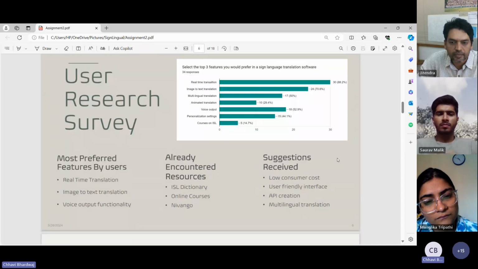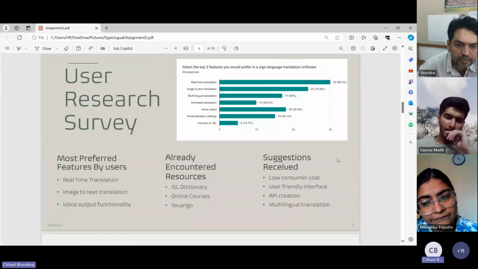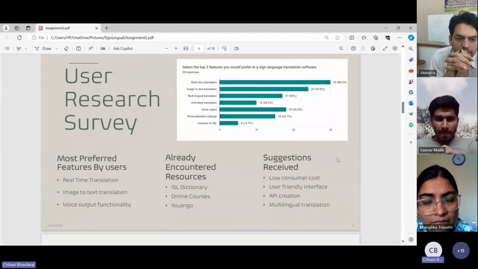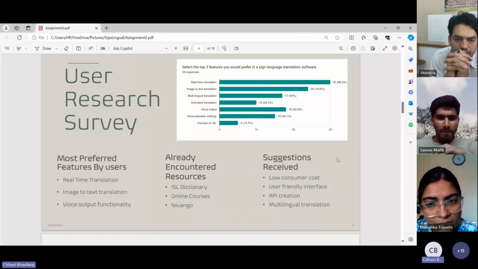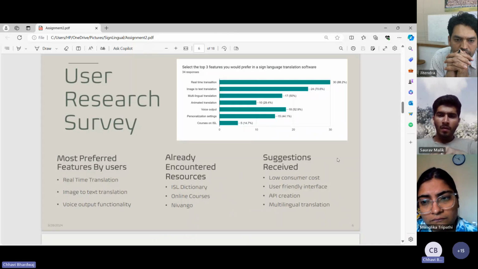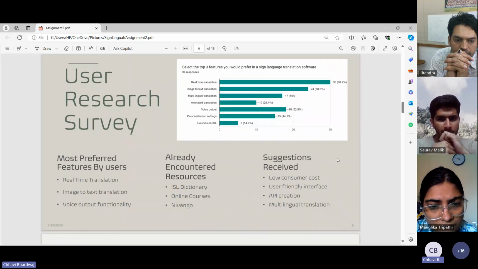The most popularly sought features in such software are real-time translation, image to text translation, and voice output functionality, and we plan to incorporate them into our software. The suggestions we received most were low consumer cost and a user-friendly interface with multilingual translation.